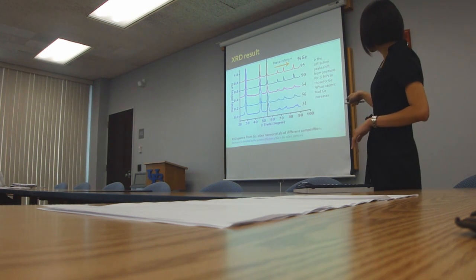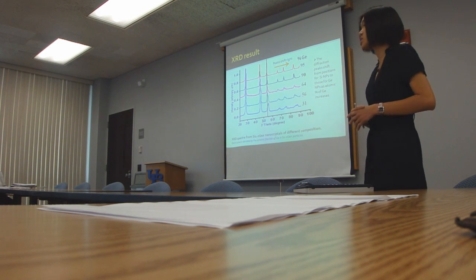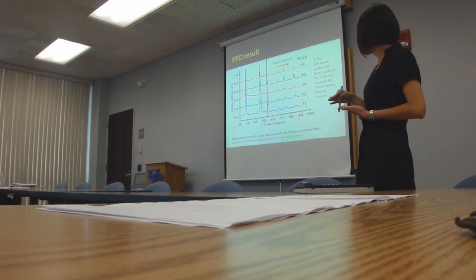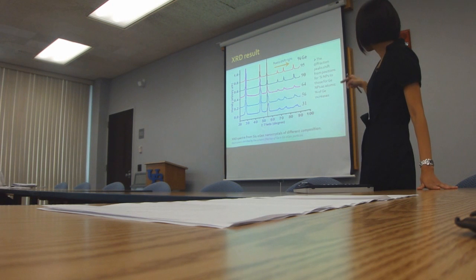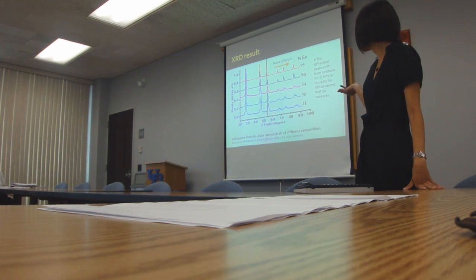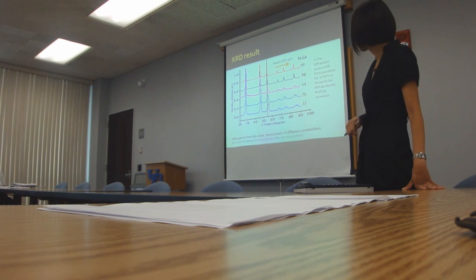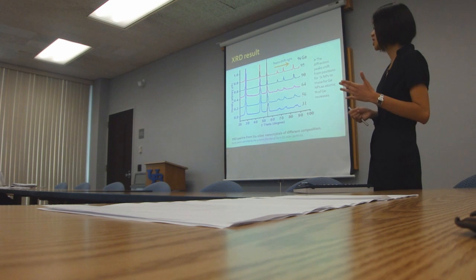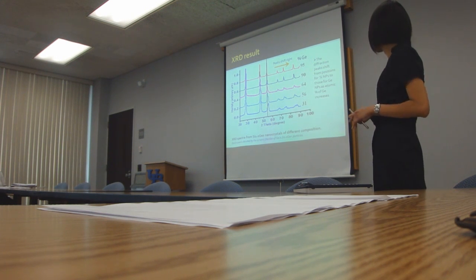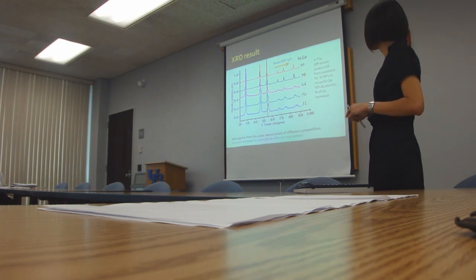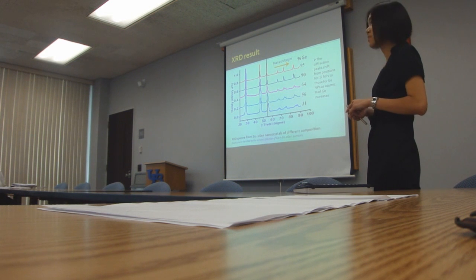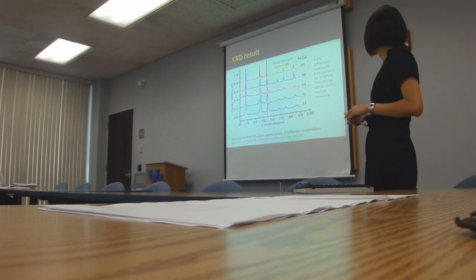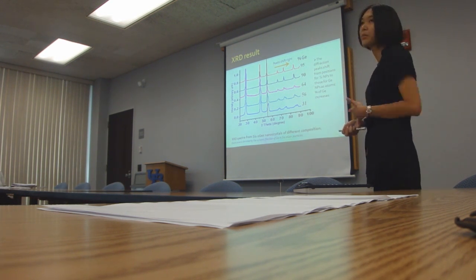Okay, so these curves are arranged in order of increasing atomic fraction of germanium from the bottom to the top. We can see here that the diffraction peaks slightly shift from the position for silicon particles to the position for germanium particles as the atomic fraction of germanium increases.